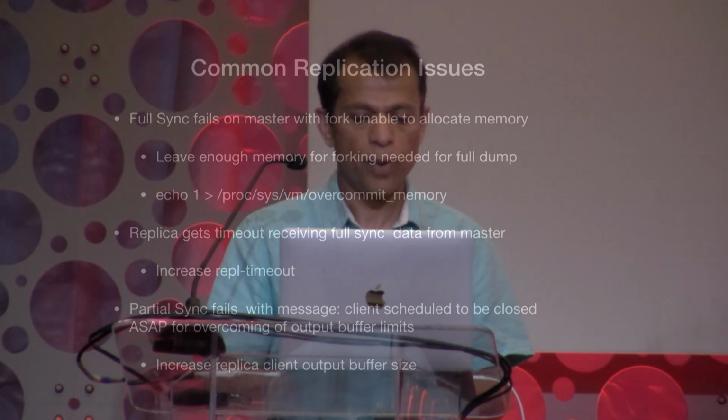This last one is partial sync fails with a message, client scheduled to be closed ASAP. And this happens when your client output buffer that I talked about, which is buffering the data for a replica, gets overwhelmed. So the master decides, I'm not going to keep the data anymore. I'm going to just shut down this buffer and close your connection. Okay? So these are some of the common problems.